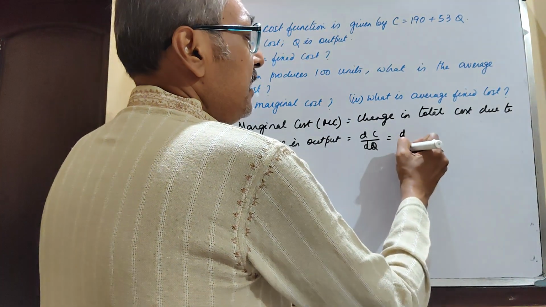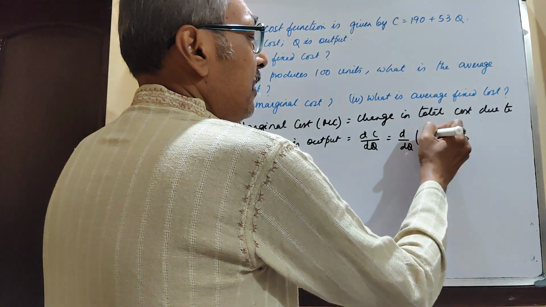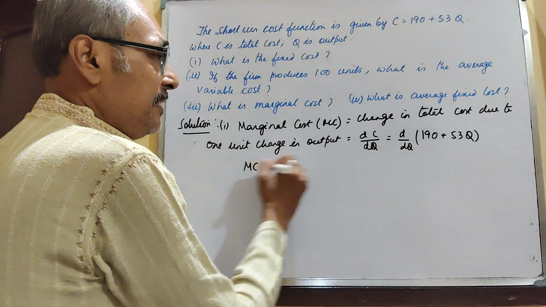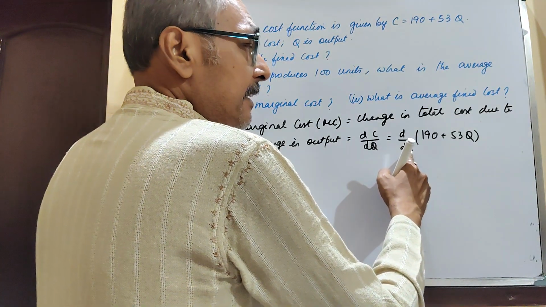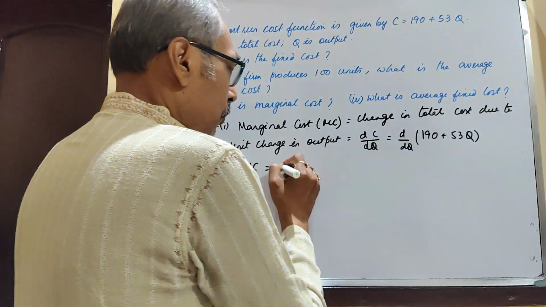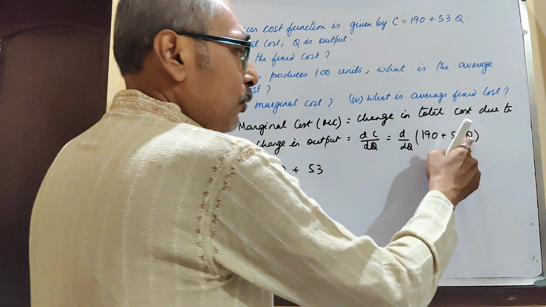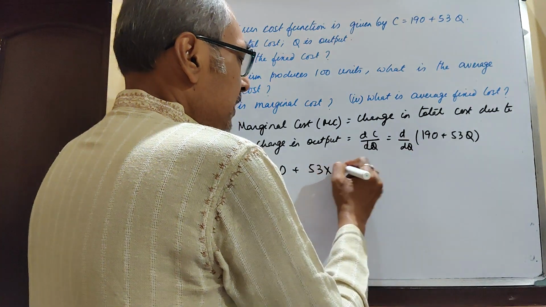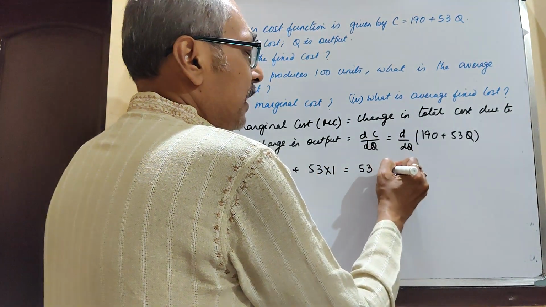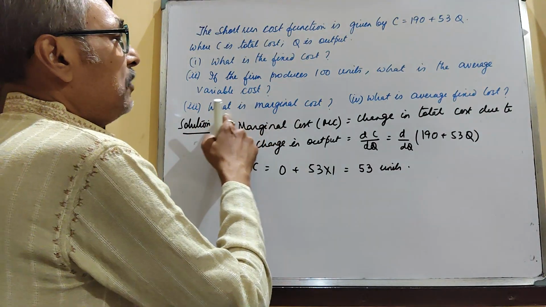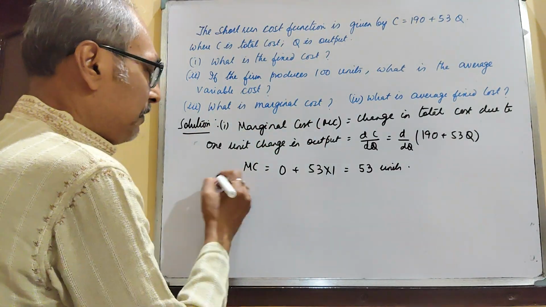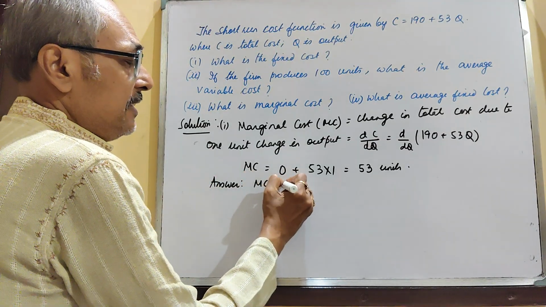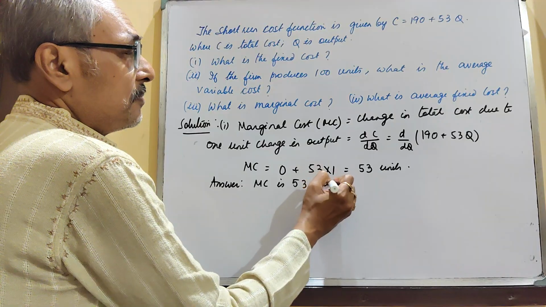This is d/dQ. In place of C, I am writing 190 plus 53Q. Now 190 is constant, therefore differentiation of 190 with respect to Q is 0. Then 53Q. Q is the variable, we differentiate Q with respect to Q is 1. Therefore MC is 53 units. Answer of this part, marginal cost is 53 units.